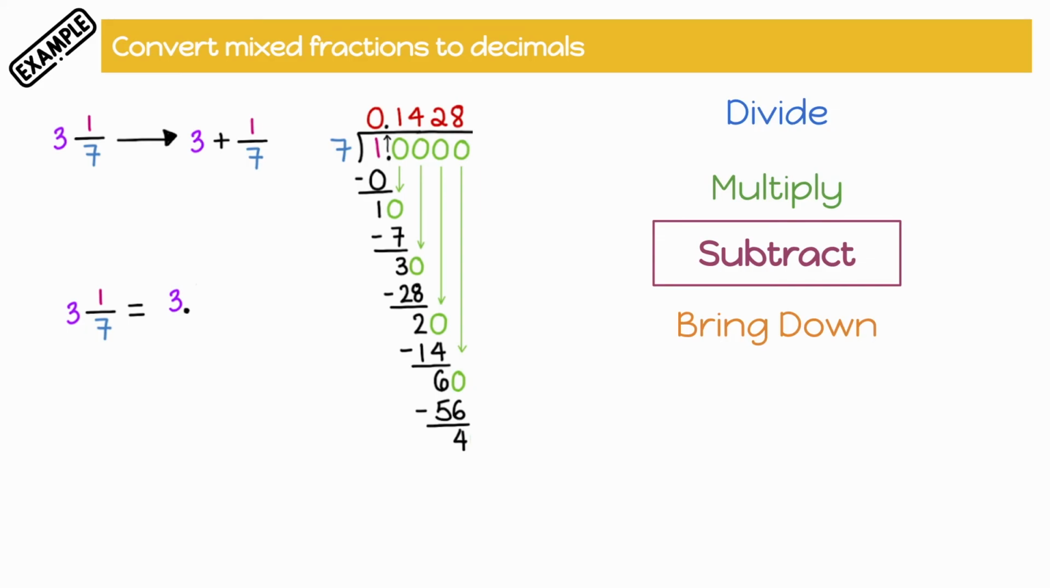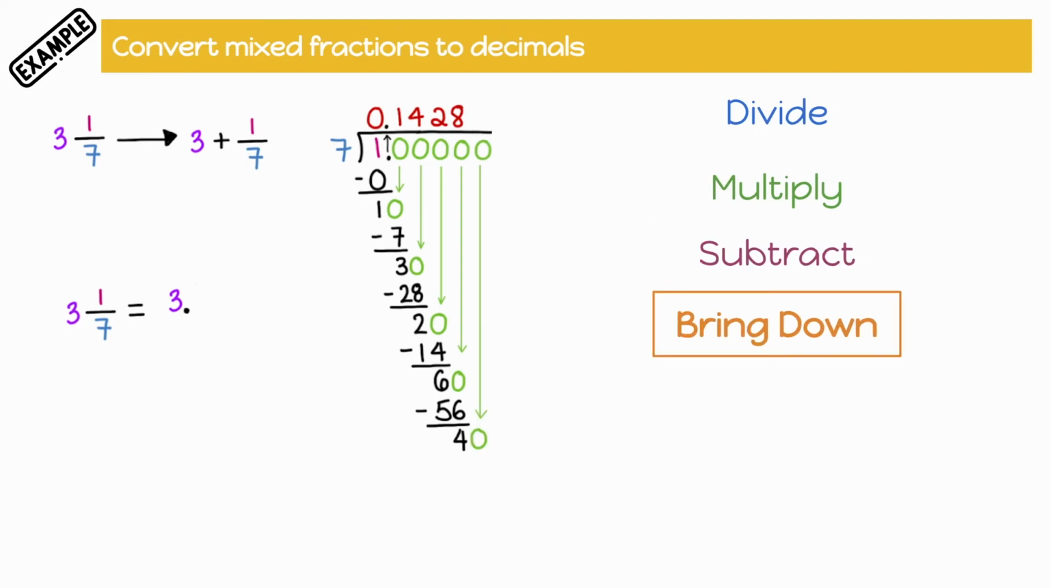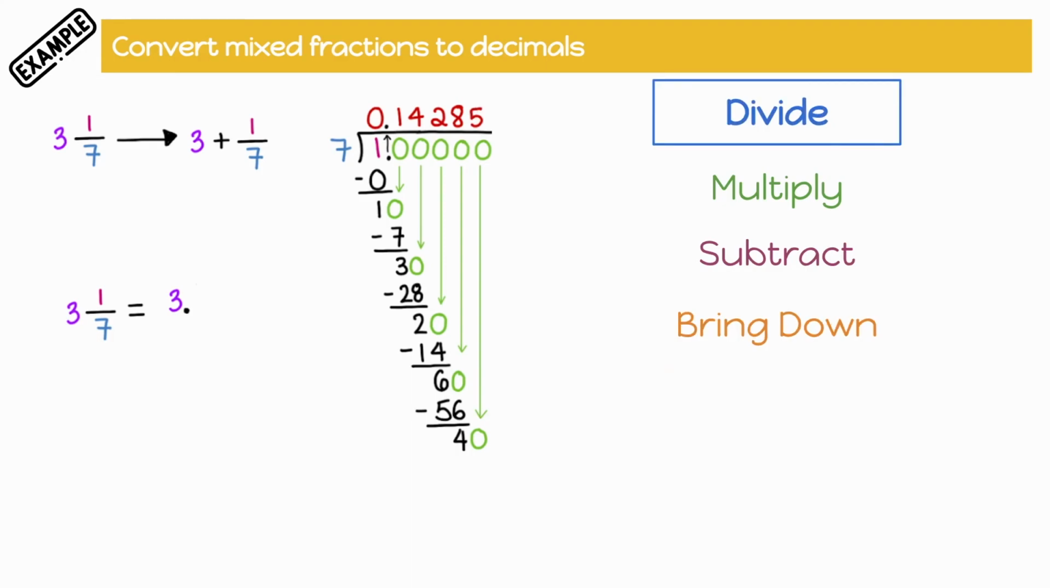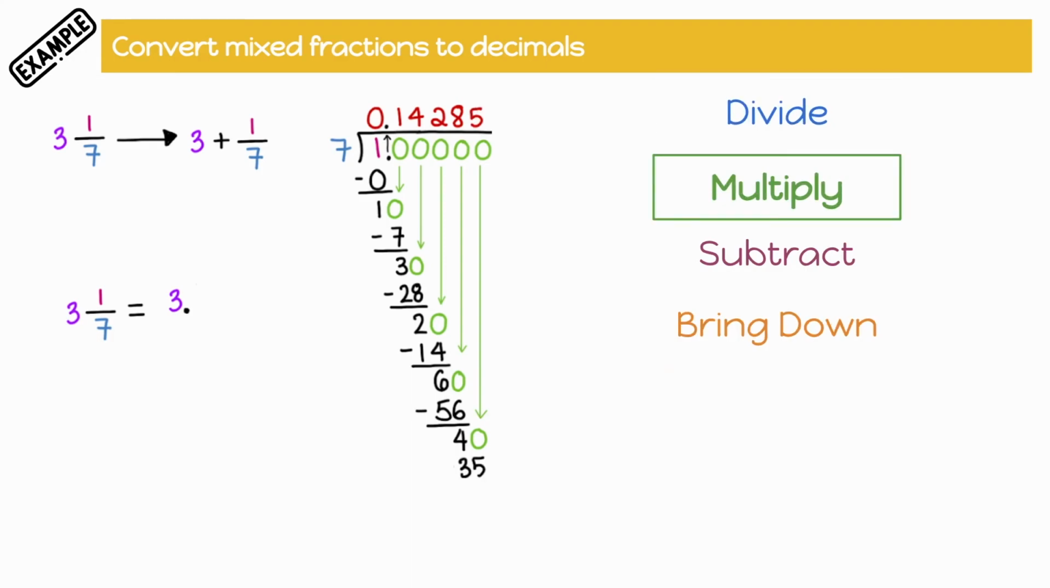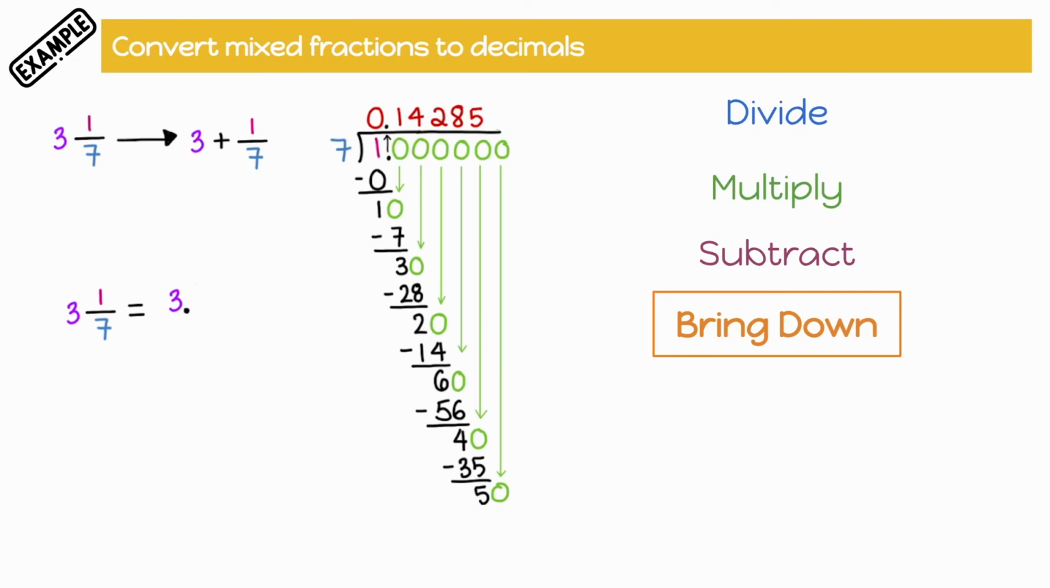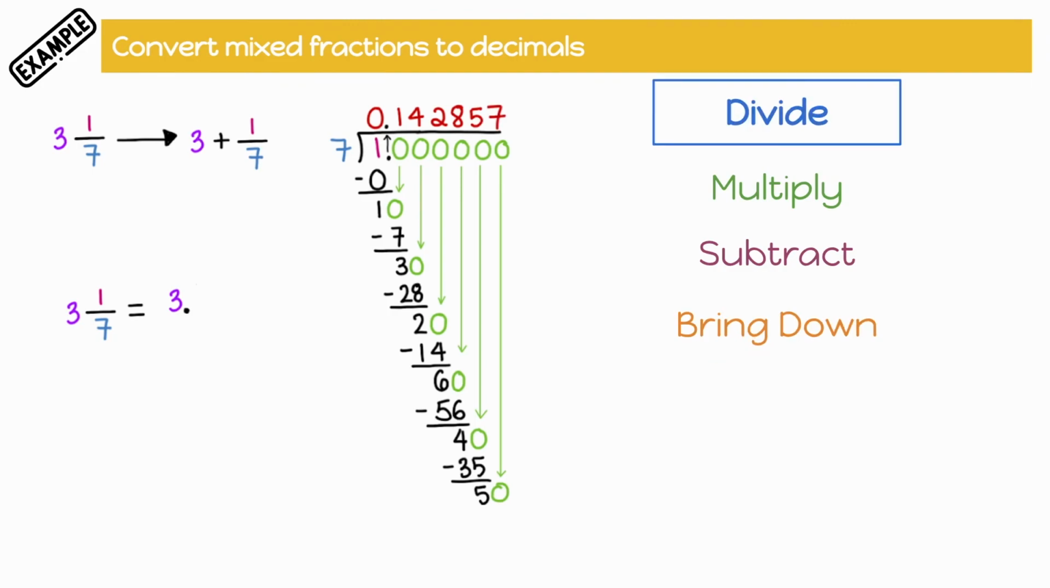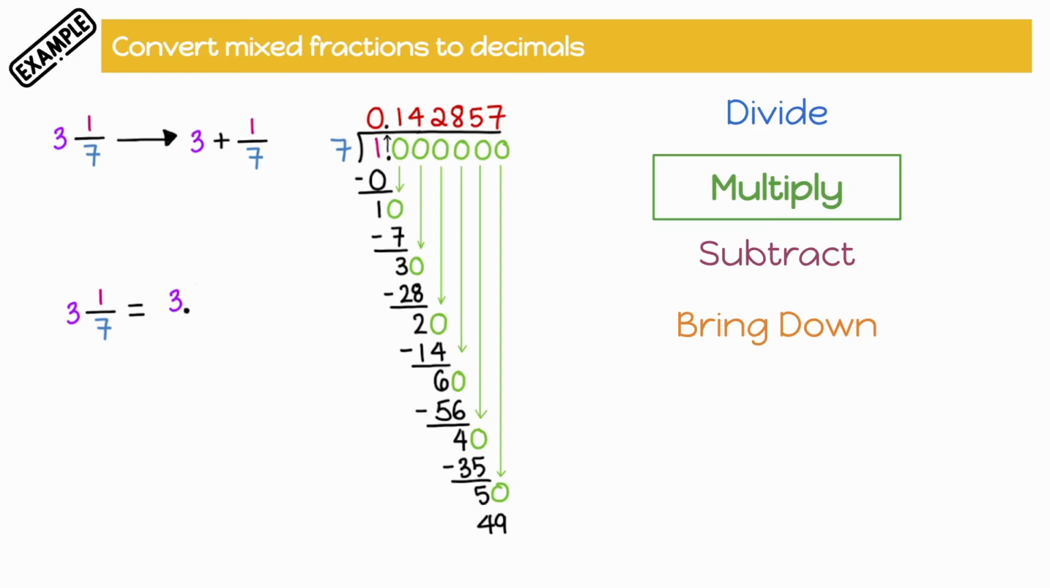And then we're going to bring down. We get 40. How many times does 7 fit into 40? It fits into it 5 times. 7 times 5 is 35. We're going to subtract, and we get 5. And then we can bring down, and we get 50. Wow, we're still going. So 7 fits into 50 how many times? It fits into it 7 times. 7 times 7 gives us 49. We're going to subtract, and we get 1.